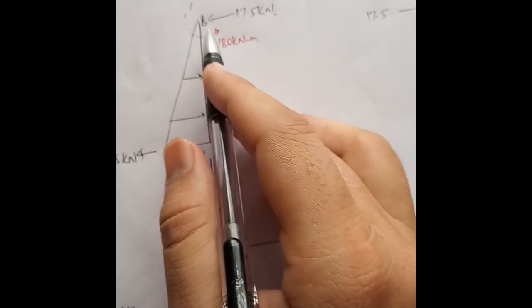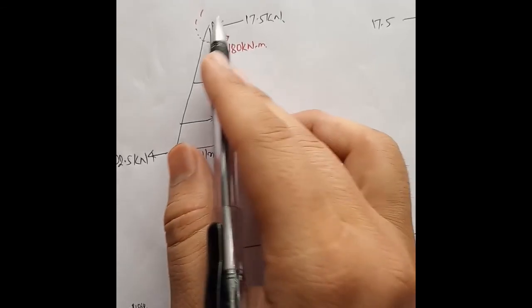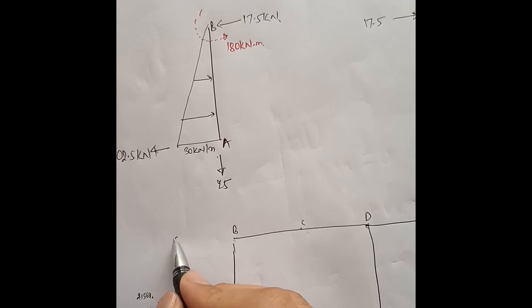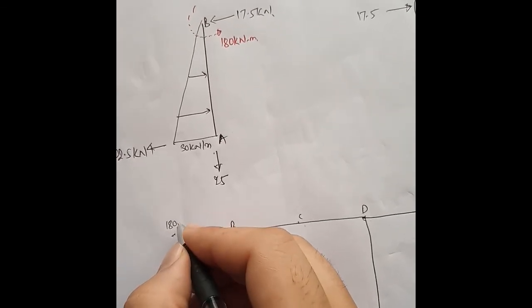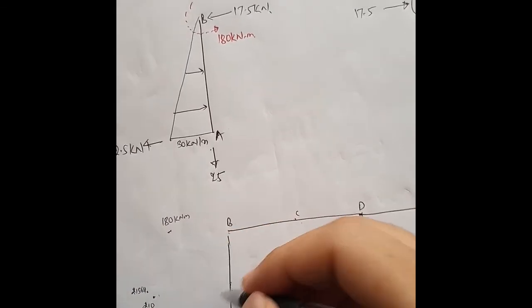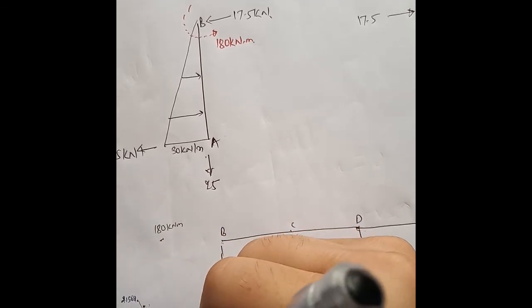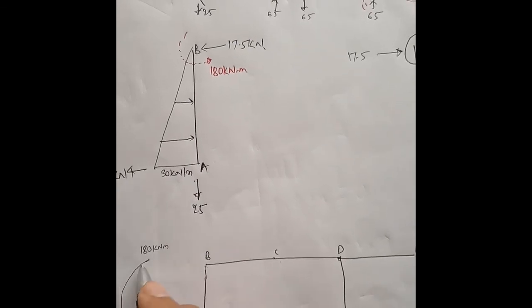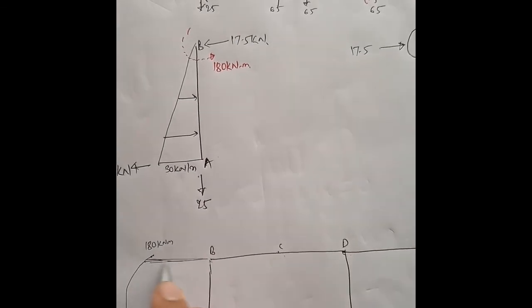Now this is your 180 anti-clockwise moment, so this should be drawn clockwise here, and that should be positive. So 180 kilonewton meter is here. Now this shall be joined here, this shall be joined here, okay, so this is like this.